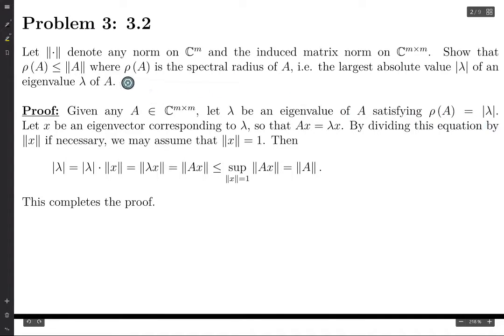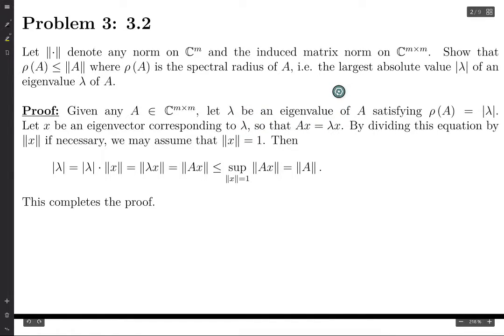So the spectral radius of A is the largest absolute value of an eigenvalue of A. If you take the absolute values of all the eigenvalues and choose the largest, that'll be your spectral radius. And because this is a finite dimensional matrix, there's only finitely many eigenvalues, so there is an eigenvalue which achieves that maximum spectral radius. And so you let lambda be an eigenvalue.